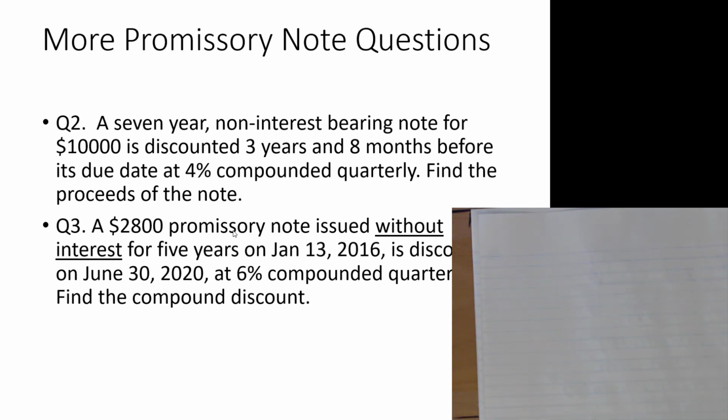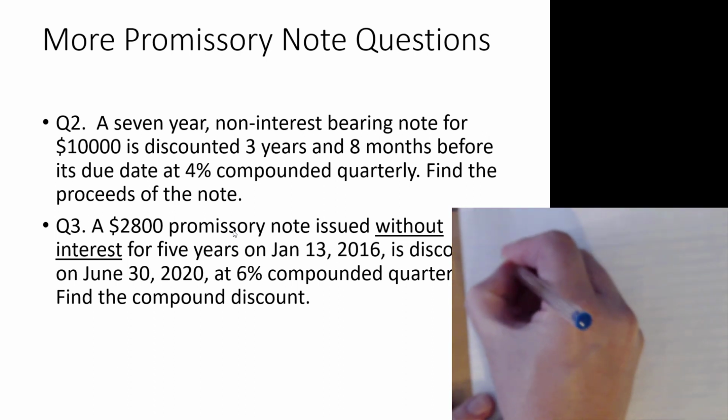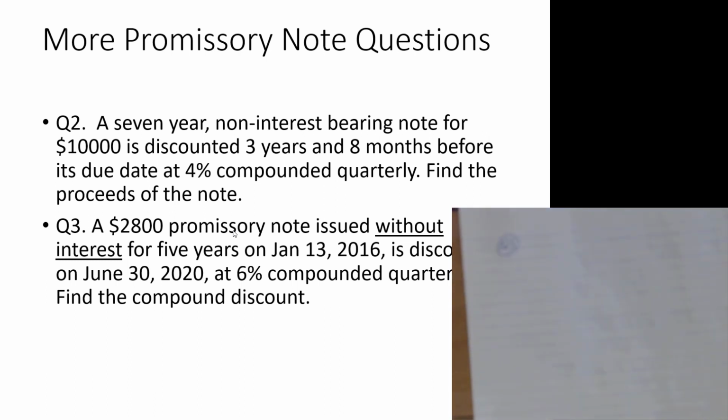Last, but by no means least, this is the most exciting one, question number 3. We have a $2,800 promissory note issued without interest. So it's similar to what we just dealt with in question number 2, for 5 years, on a particular date. Oh, we're going to get to do something we haven't done since Unit 5. It's very exciting. It is discounted on June the 30th, 2020.